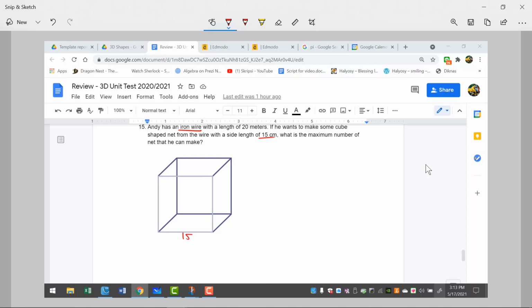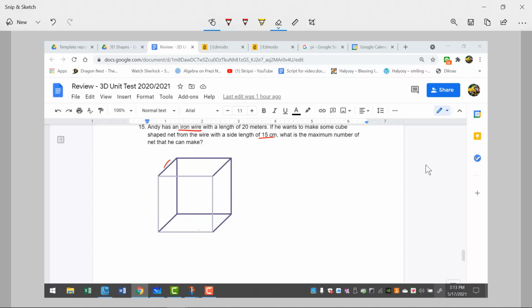Okay, so if this is 15, this is also 15, this is also 15, all of the side lines will be 15, right? So the question is, how many side lines are there? We can just count them. This is 1, this is 2, this is 3, 4, 5, 6, 7, 8, 9, 10, 11, 12. It means that we have 12 of that 15, right? So we have 12 of them.